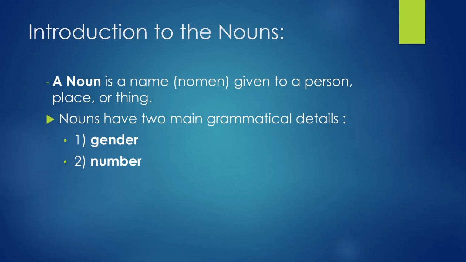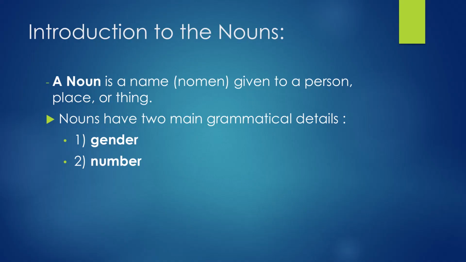Let's start with the basics. What is a noun? The English word noun comes from the Latin word nomen, which simply means name. And so a noun is a name for a person, a place, a thing, or even an idea. That's a noun. Nomen means name.